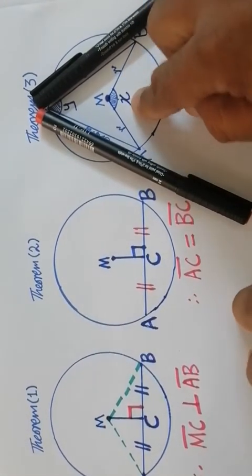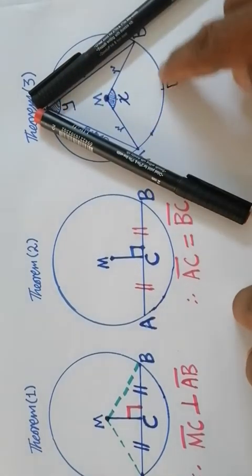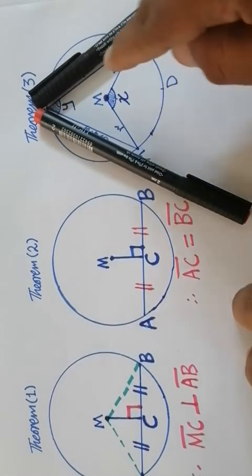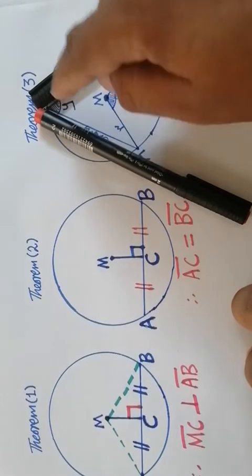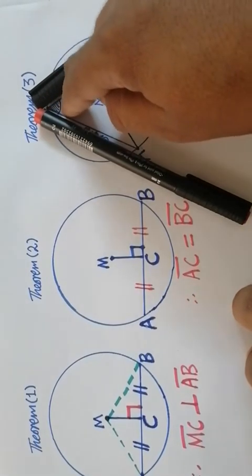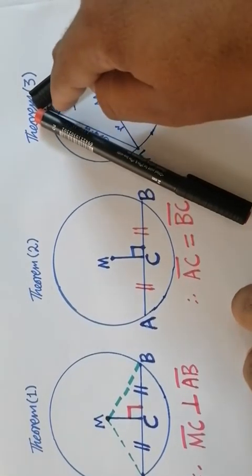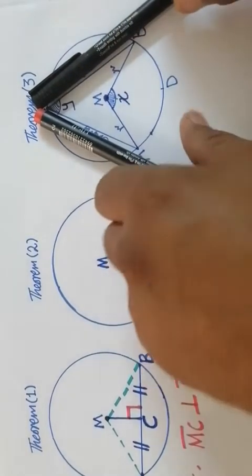So when the central angle and the circumference angle share the same arc, the relation is the central angle is twice, is double, is 2 times the circumference angle. In other words, the circumference angle is half of the central angle.